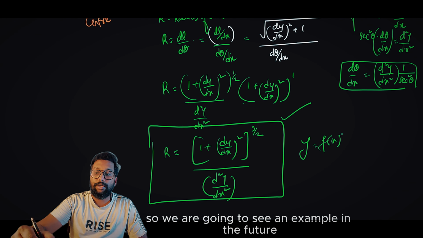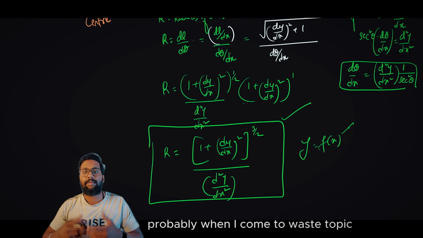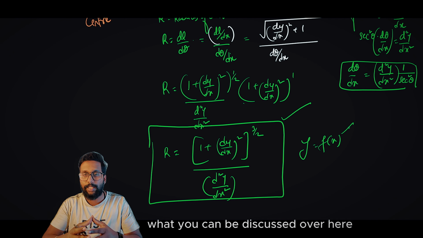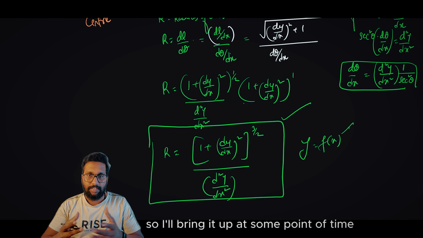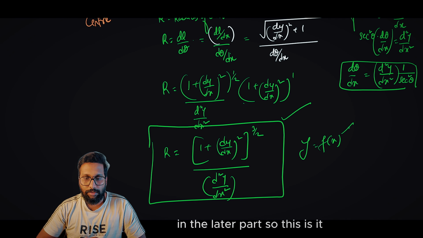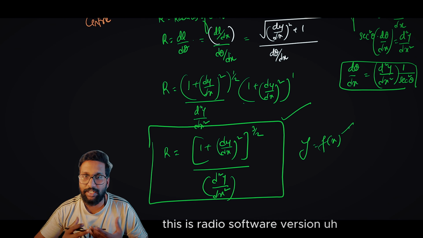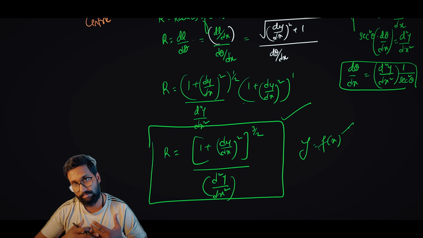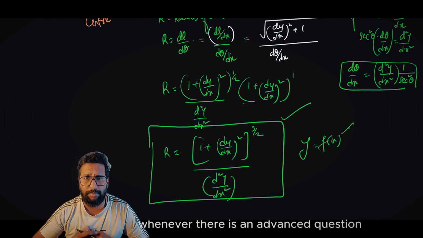So we are going to see an example in the future, probably when I come to the waves topic. There's one numerical in advanced that can be discussed over here. So I'll bring it up at some point in the later part. So this is it. This is radius of curvature. You're going to see multiple such applications whenever there is an advanced question coming up in the future.